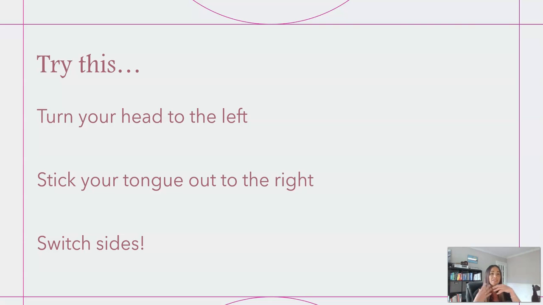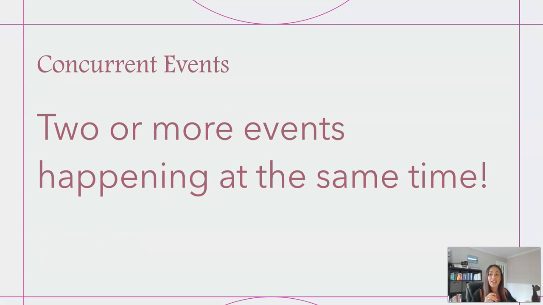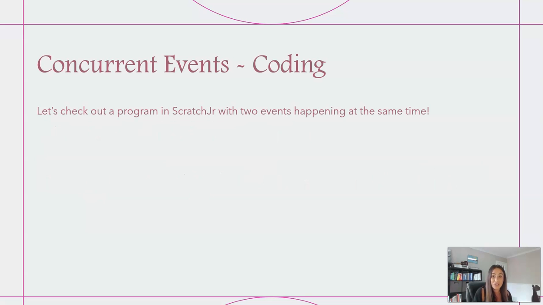They think that this is hard because you're using the same part of your brain to try and do both of those actions at the same time. In coding, when we have two or more events happening at the same time, we call them concurrent events. So concurrent events is when you have two things happening at the same time. Let's have a look at what that looks like with coding.